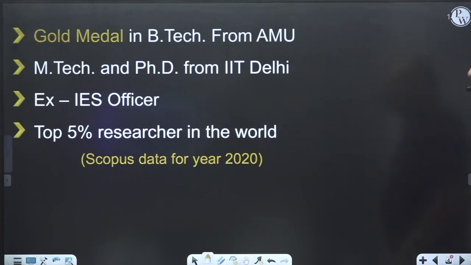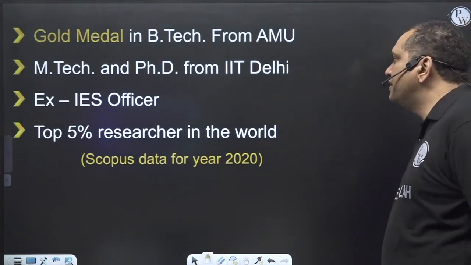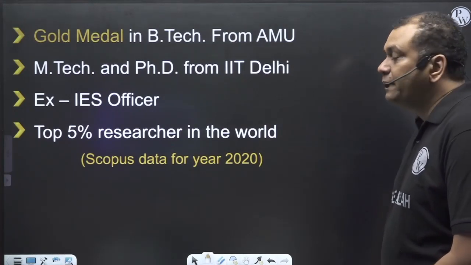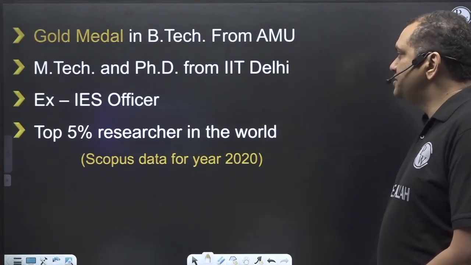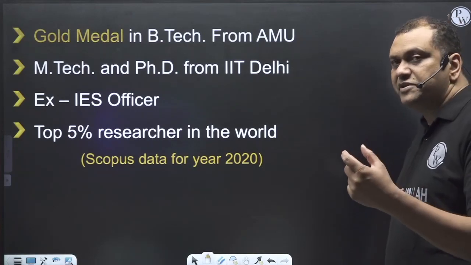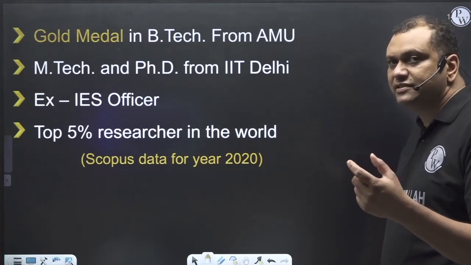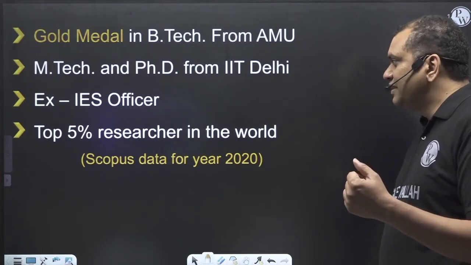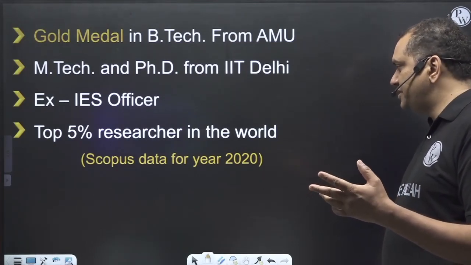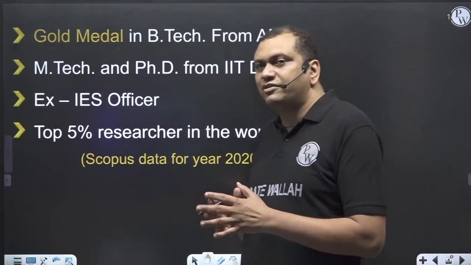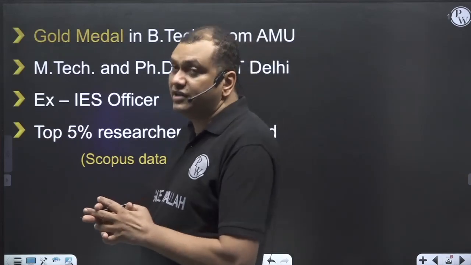And this is my credential. I'm a gold medalist in BTech from AMU because I was a university topper. I'm MTech and PhD from IIT Delhi. Between MTech and PhD, I worked for Indian Engineering Services, IES, for approximately 1.5 years. And I'm a researcher in production. As per Scopus data, I'm in the top 5% of researchers in the world for the year 2020.